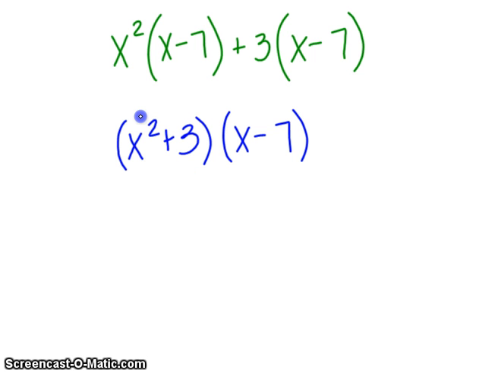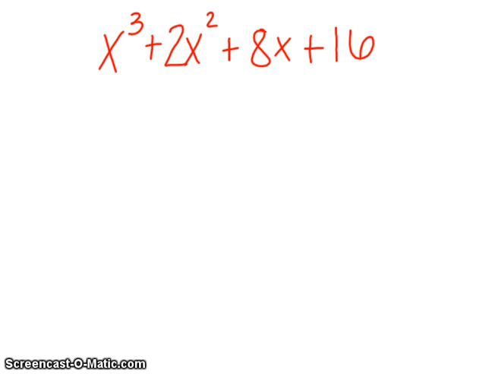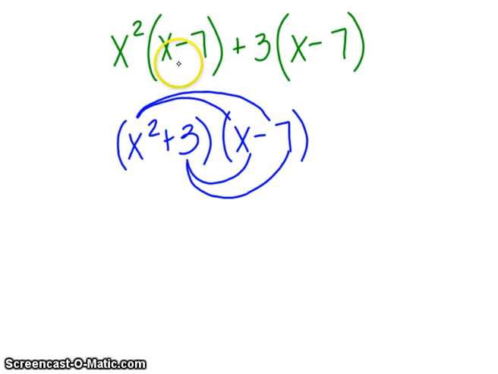With FOIL, you know you're going to eventually multiply the x squared times the x and the negative 7, which is what we would have done up here in the original problem, and the 3 times the x and the negative 7, which is what we would have done in this original problem. So we're going to apply that to a new problem like this, and this problem actually has 4 terms. So we're going to factor a 4-term polynomial, and our goal is to get it to look like what we have up here in the green so that we can get a factored product out of the end.